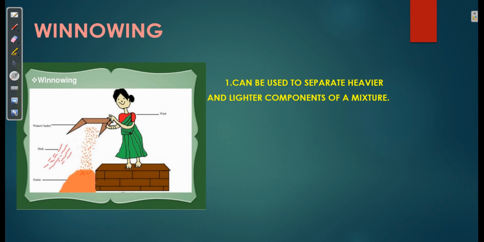All right. The next is, who uses this method? The farmers use it to separate husk from the grains. The farmers in the villages, you must have seen that they use this method to separate the grains from the husks. All right, I hope you all are clear till here.